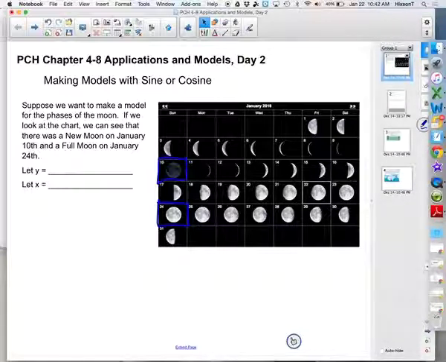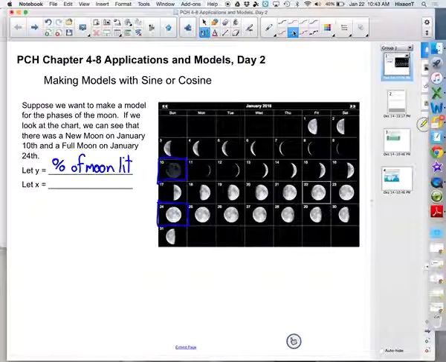How could I, though, define y to represent it? The percentage of the moon that is lit up compared to percentage that's not. Yeah, you could. What percent of the moon is lit up? So if I let y be the percent of the moon that is lit, okay, then my new moon, what's the y coordinate going to be? 0. All right? None of the moon is lit up, theoretically.